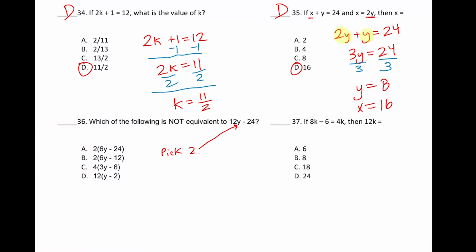Okay, so 12 times 2 minus 24 is 0. So if I plug in 2, 3 out of the 4 of these answer choices are going to equal 0. And so let's start with A. 2 times 6 times 2 minus 24. Well, 6 times 2 minus 24 is negative 12. And negative 12 times 2 is negative 24. So I think we actually found our answer right away.